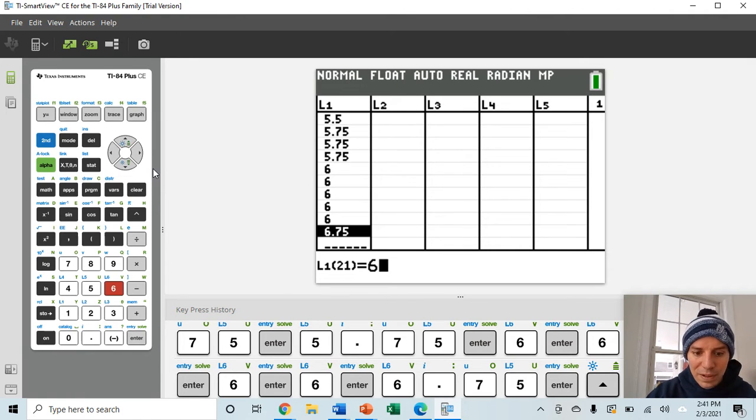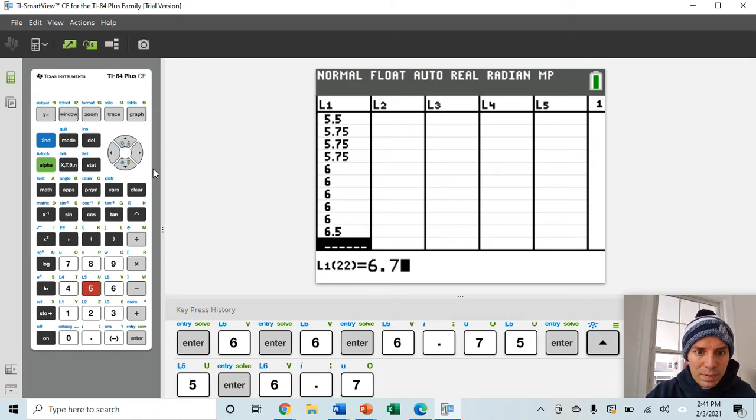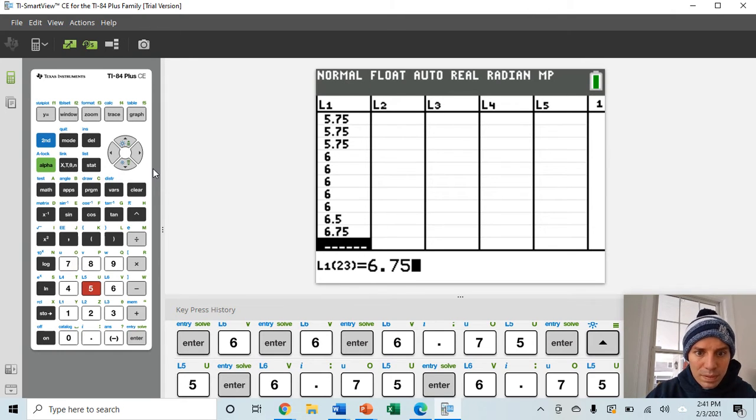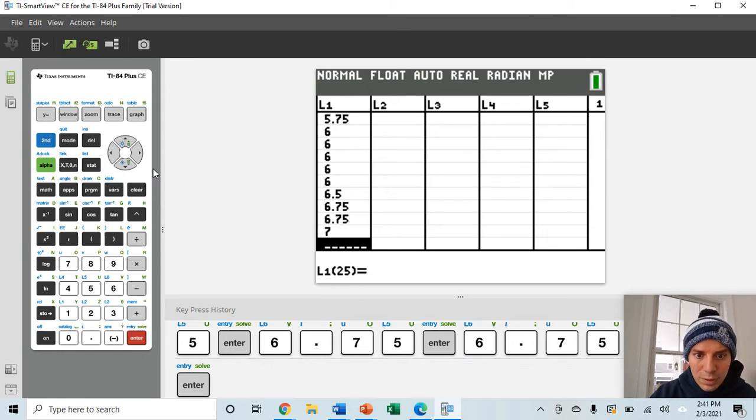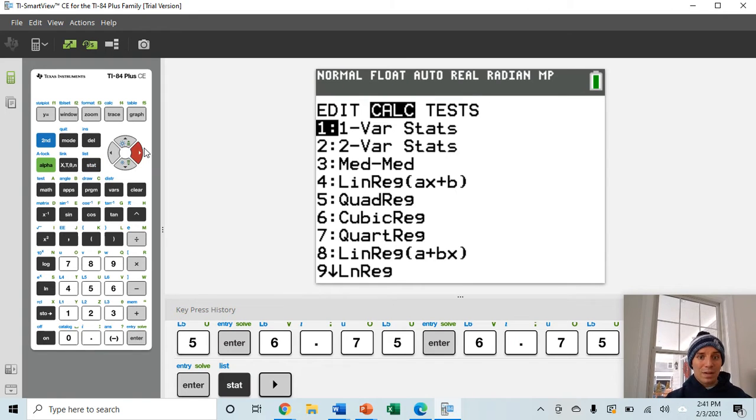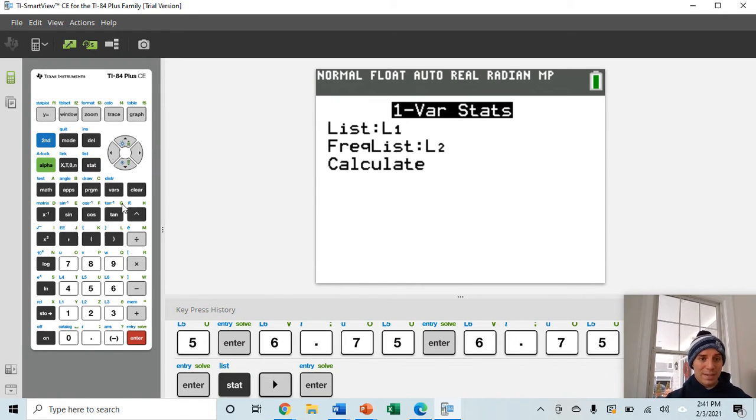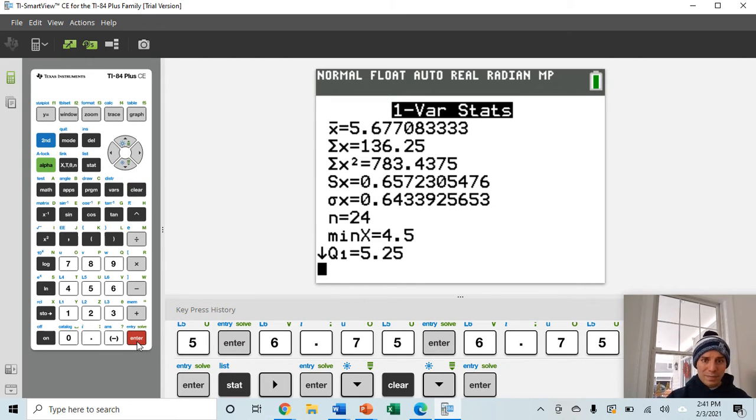Oops, 6.5. Okay, 24 things in there. Perfect. So if I want to do this by hand, I need to find the mean and the standard deviation. So I would go to stat and calc and one var stats. Nothing in my frequency list there. So let's get rid of that L2 and go ahead and hit calculate.